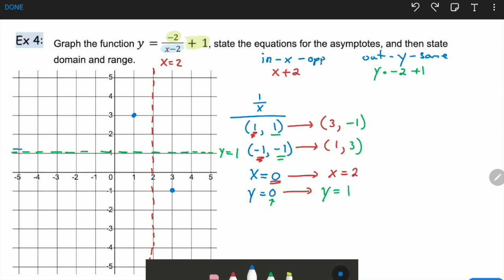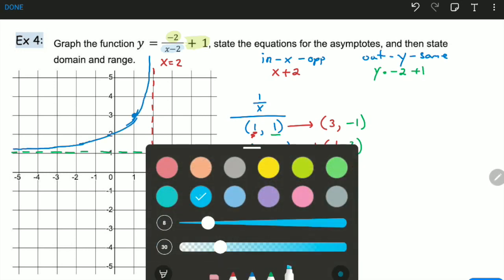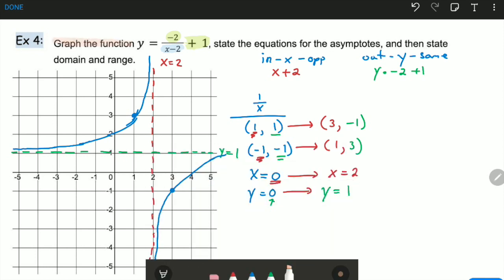So to draw it in, we hug along the asymptote, curve in through the point, and then hug the other asymptote. Hug the asymptote, curve in through the point, and then hug the asymptote as best as we can. So we have graphed the equation, which was one of the things that we were asked for. We were asked for three things. Graph the equation was one. The second thing was state the equations for the asymptotes. Well, we've actually already done that as we were using our transformation rules. So these are the equations for the asymptotes.